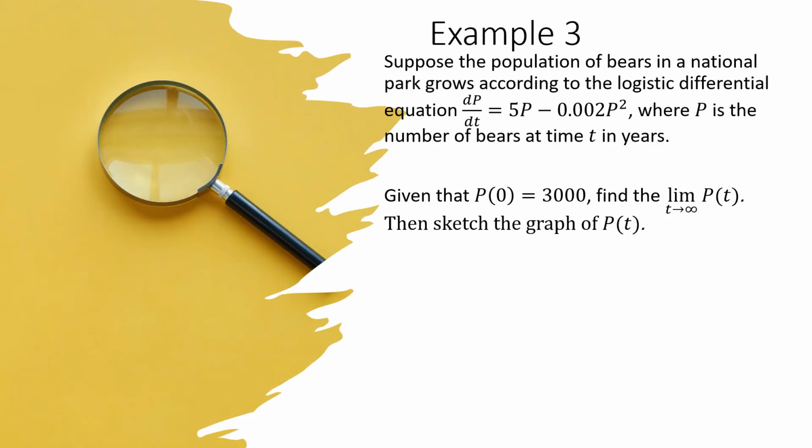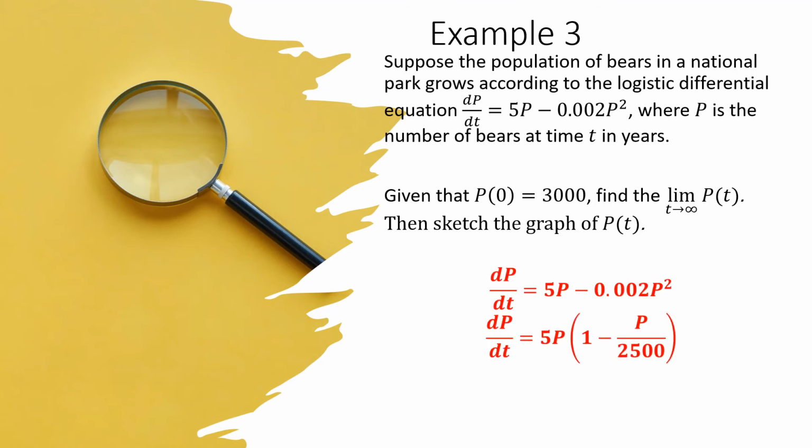All right, example 3, we have the same scenario, except this time our initial population is 3000. So they want to know the limit as t approaches infinity of p of t. Again, if I work with that same differential equation and rewrite it, I see that my carrying capacity is still 2500.